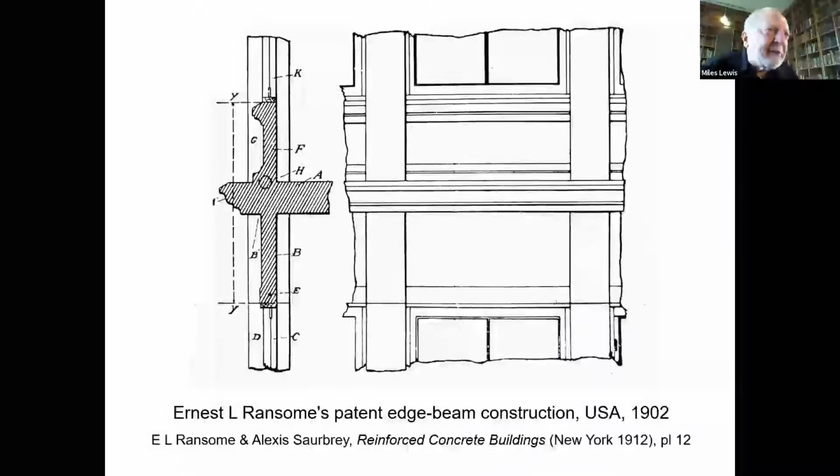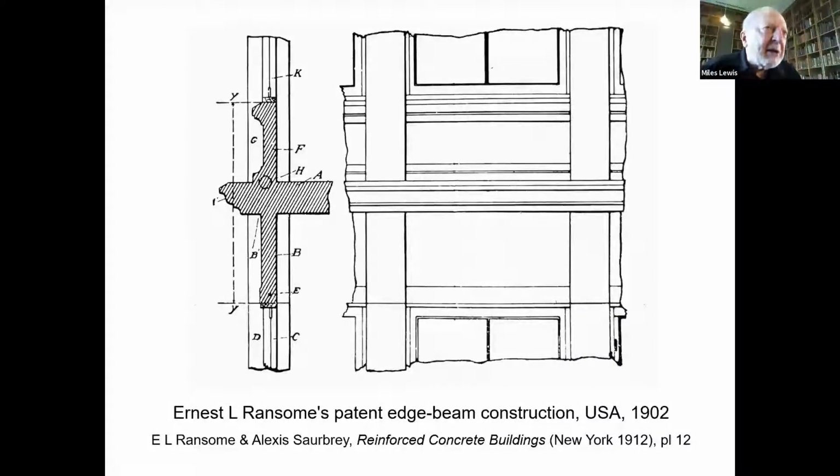This is now his factory design, in which he's actually made the whole spandrel above and below the slab, between the lower windows and the upper windows, into one beam. So it's calculated as if that were one beam, that cruciform section.